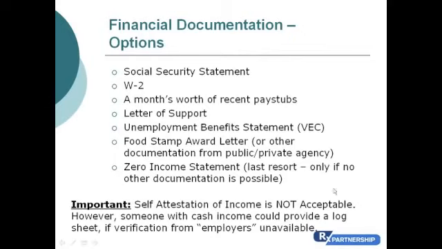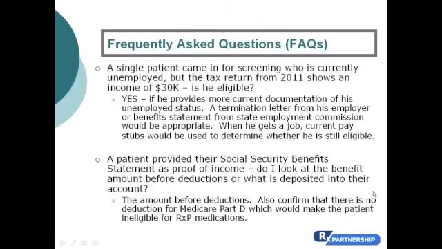So questions come up related to the income situation. Here we've got somebody who came in for screening, unemployed, and the tax return shows $30,000. Typically that's over 200% of poverty level. They would not be eligible, and yet this is a situation where, if they can provide more current documentation, a termination letter.